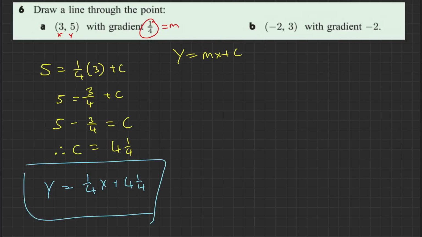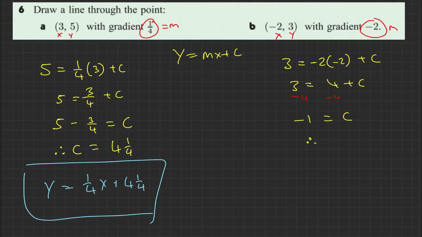For part B, that's my x and my y, and I have my m. So let's substitute this information in. We have 3 is equal to -2 bracket -2 plus c. So we have 3 is equal to 4 plus c. If I minus the 4 on both sides, I end up getting -1 is equal to c. Therefore, c is equal to -1, and my equation is y is equal to -2x minus 1.